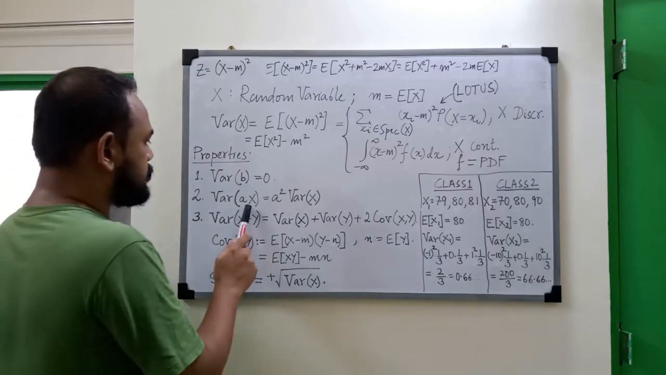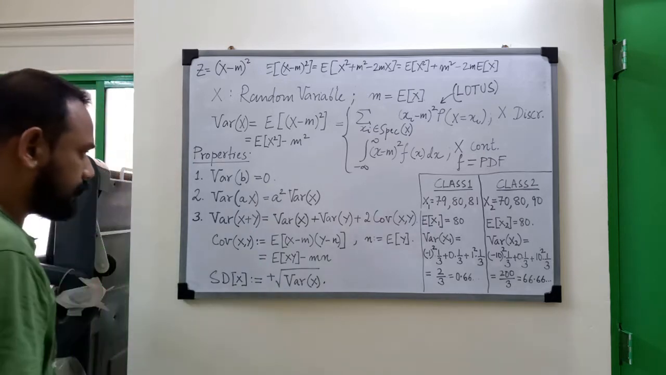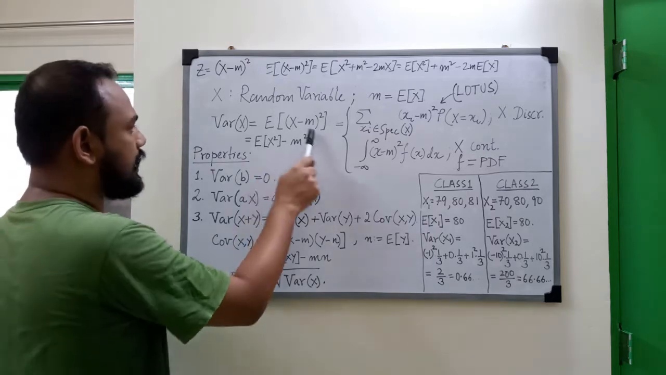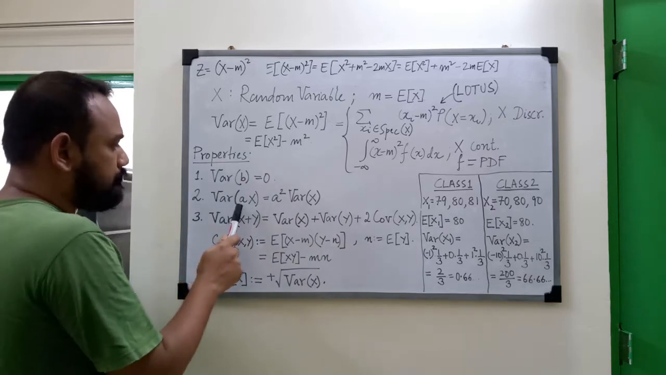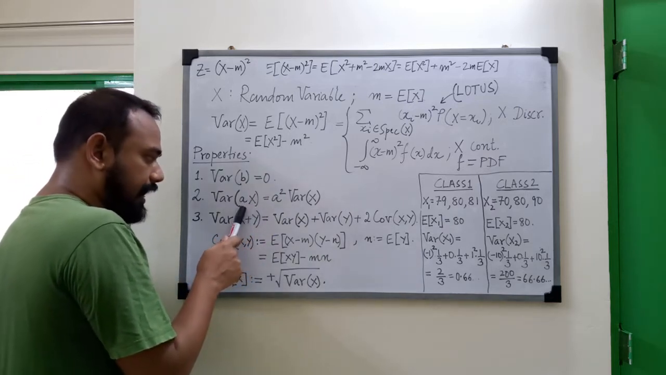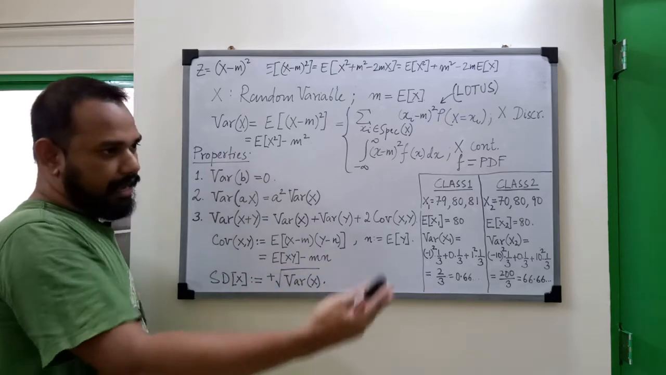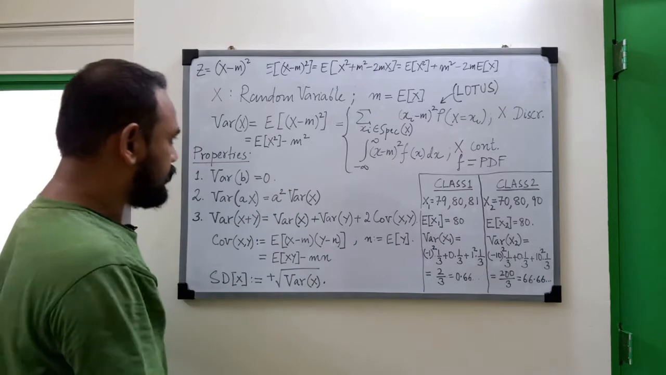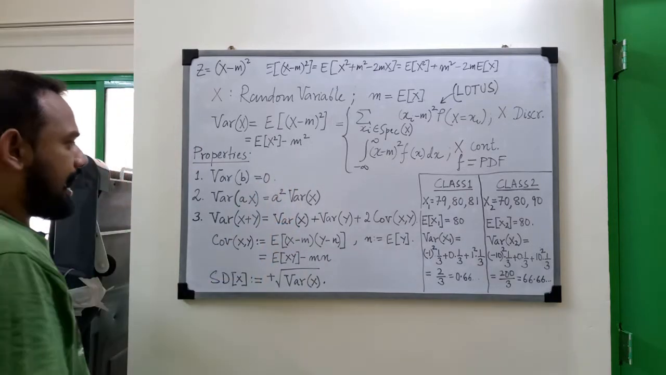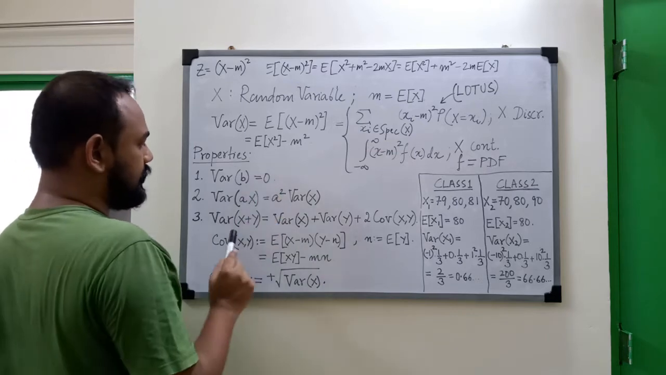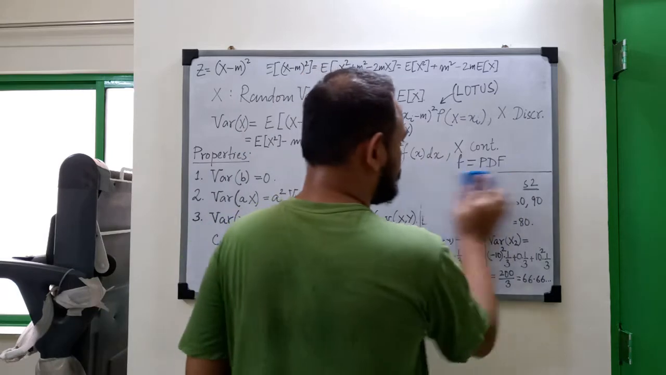What about if you multiply a random variable by a constant a? Well, just looking at this formula, you can see that a square will come out. If you multiply a random variable by a, each of its values will get multiplied by a. So the average will get multiplied by a. So instead of m, you will have a square m square. And so let's just do this. We can do this very quickly.